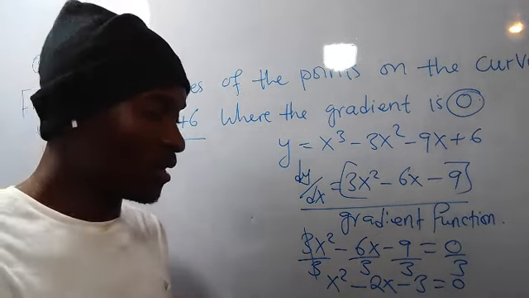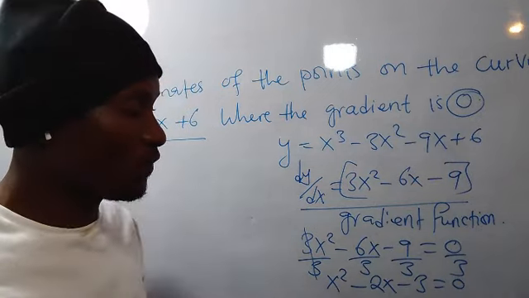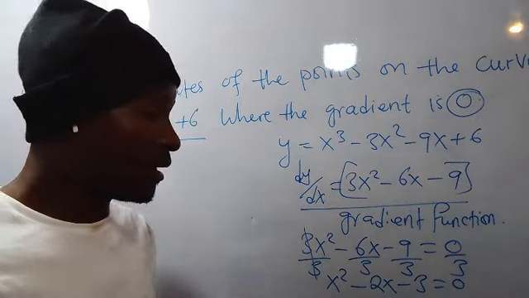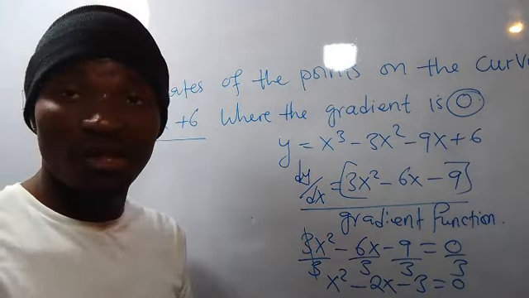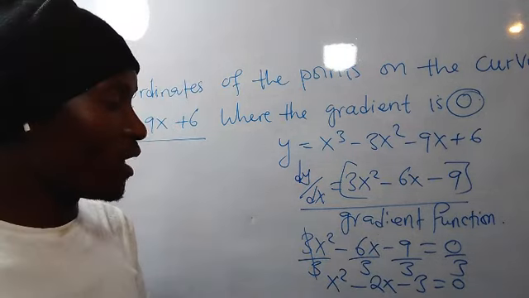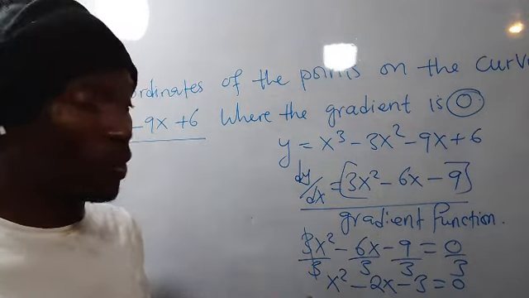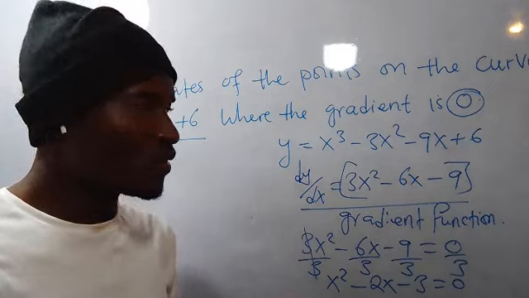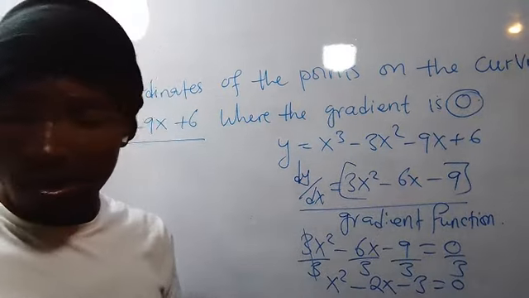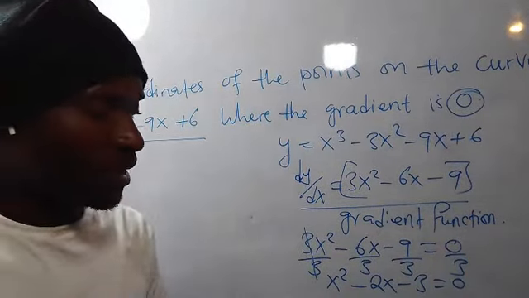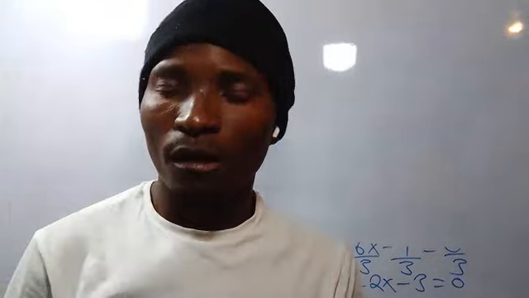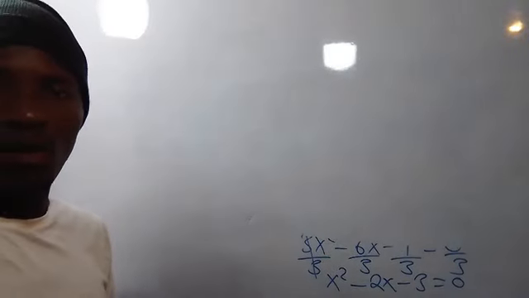So we can use those methods of solving a quadratic equation that we know, like factorization. It can be used, even completing the square method or even the formula method. So you can use any of those, okay? So now, let's use the factorization method.